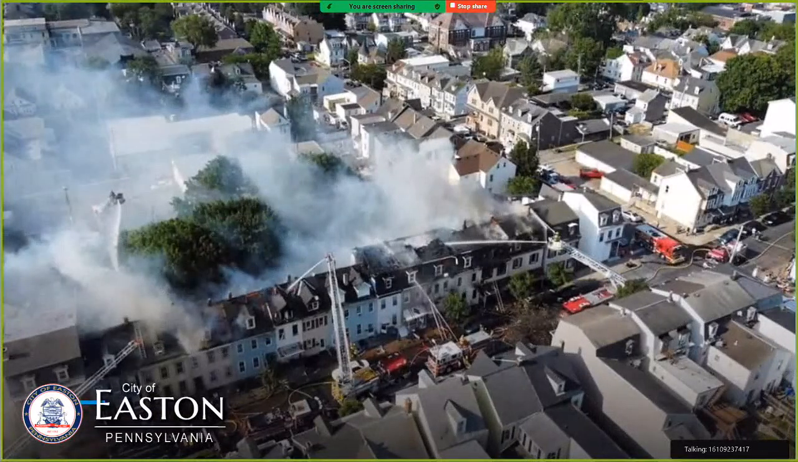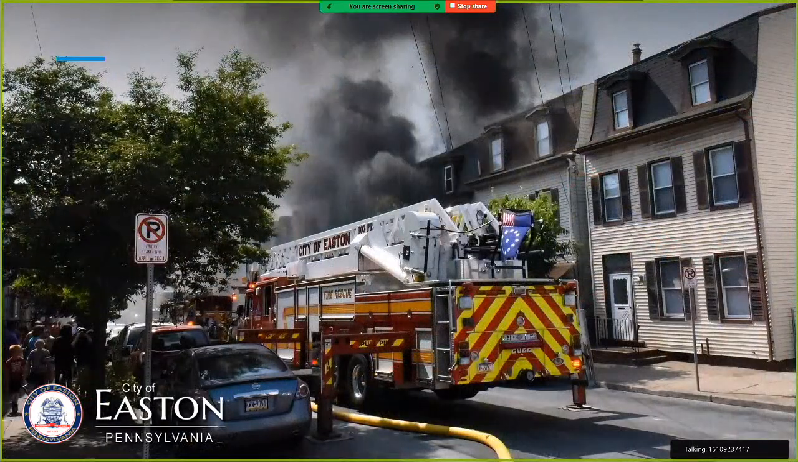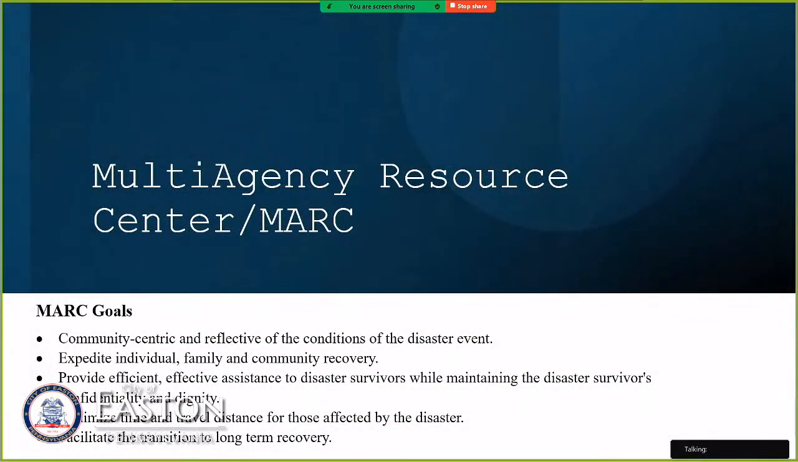Oh, okay. So as you can see, this thing's going to go down the entire block on us. And that's with hundreds of firefighters with mutual aid. We had people front, back, sides. It was just bad. So a multi-agency resource center, or what we call the MARC, it's community-centric, reflective of the conditions for the disaster of the event. This was fairly big. There were 60 people that were displaced.